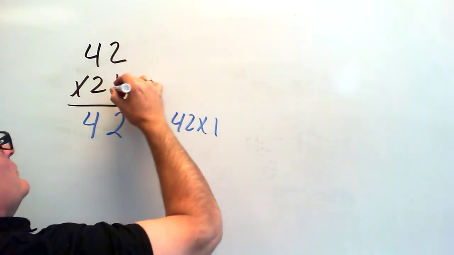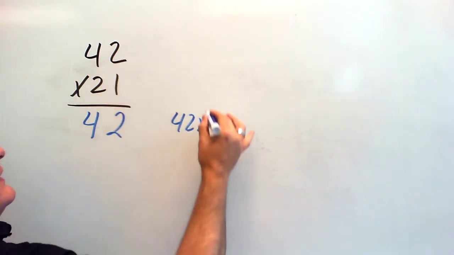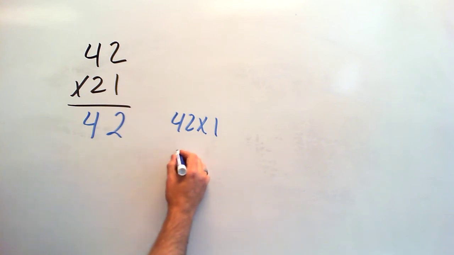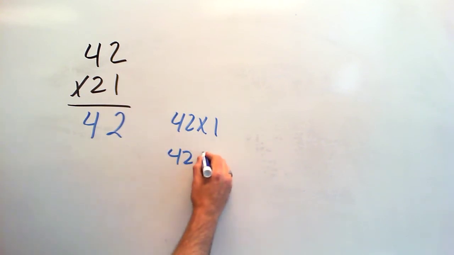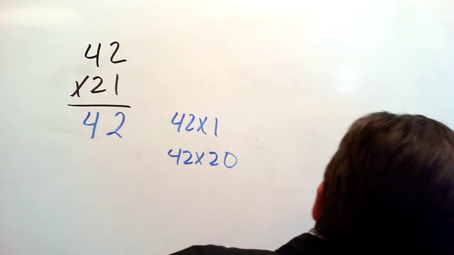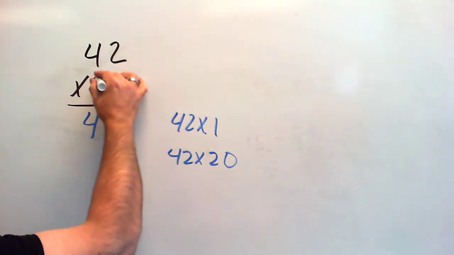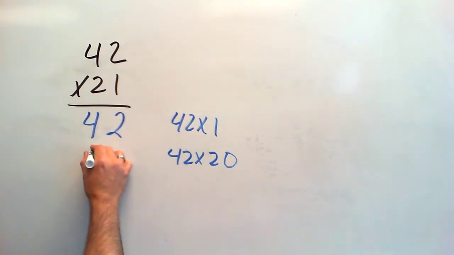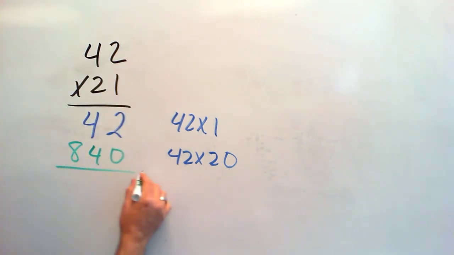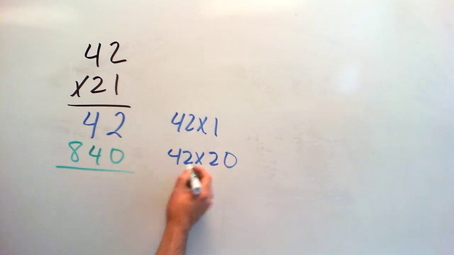Again, we have 21 groups of 42. This is taking care of one of those groups. Obviously, there's 42. Now we need to take care of the other 20, so the next line's going to represent 42 times 20. So we actually have 20 times 2, which is 40, and 20 times 40, which is 800. So 42 times 20, and we can see pretty easily that's going to be 840.